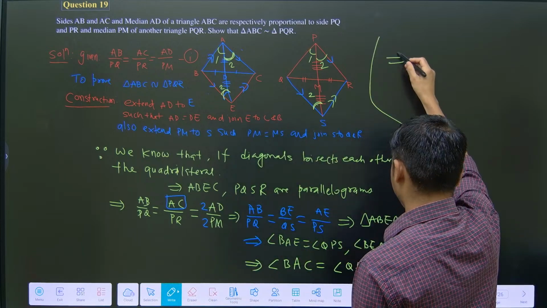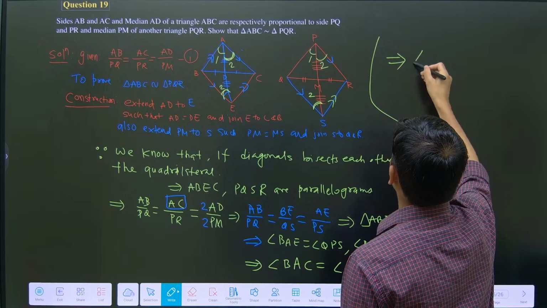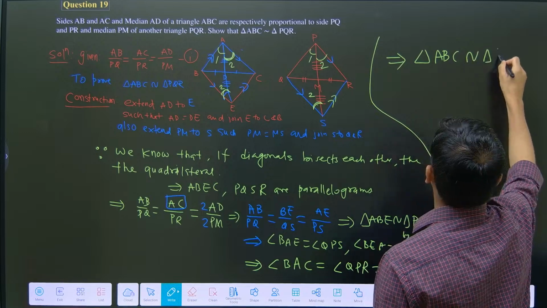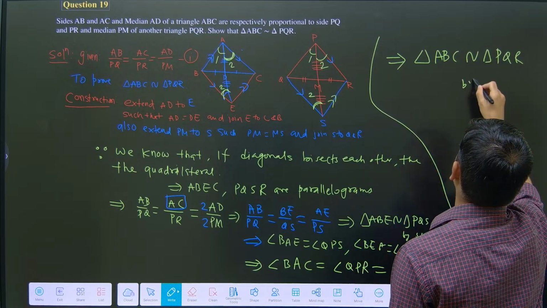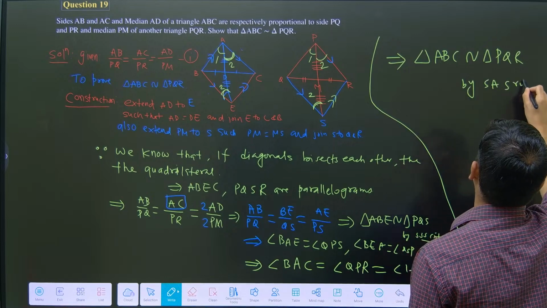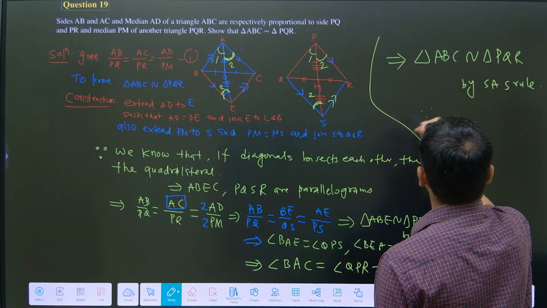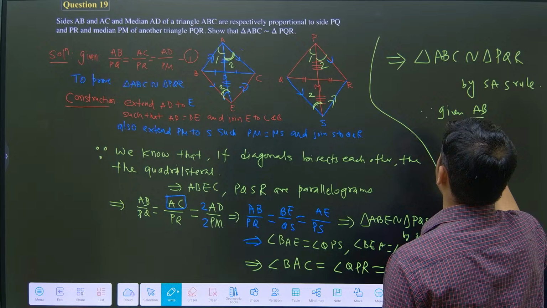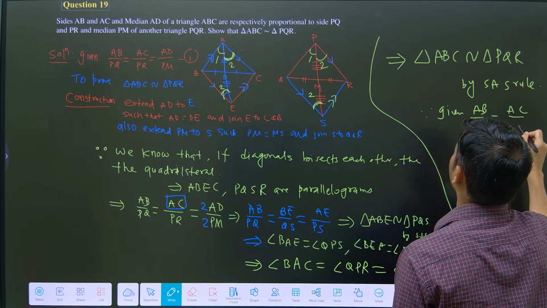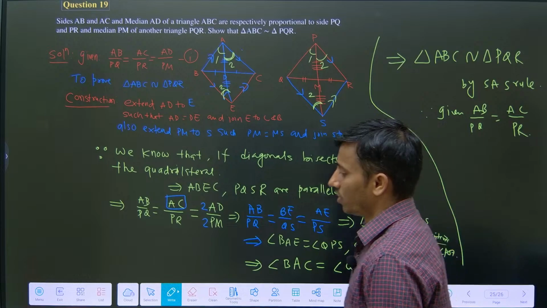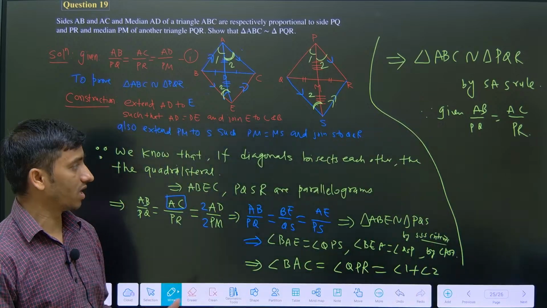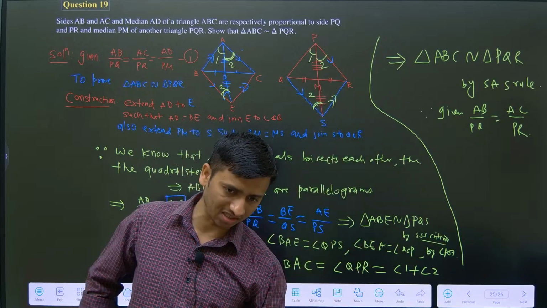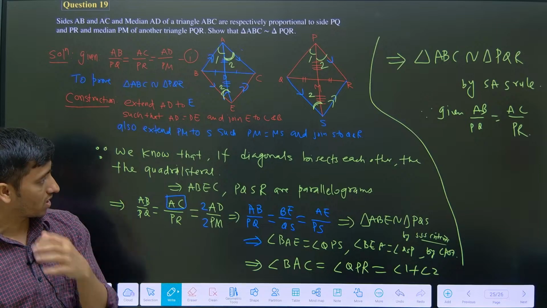So that means triangle ABC is similar to triangle PQR by SAS rule. And if you want to be sure, then you can write, since given AB upon PQ is equal to AC upon PR. I hope you understood. So both the questions are important, this one and the other one. It's little complex because you need to use this construction. In other question which we did, it was not required, na?